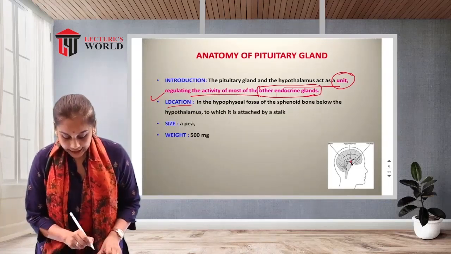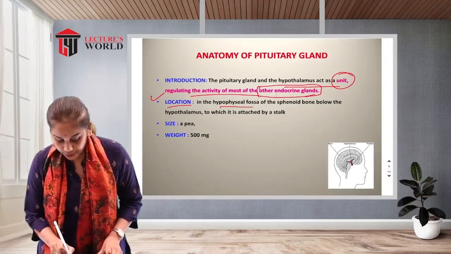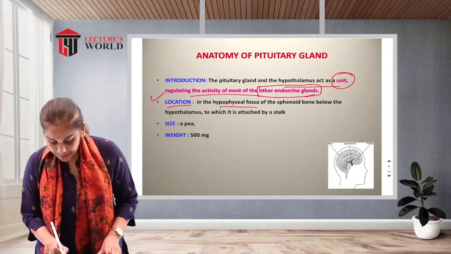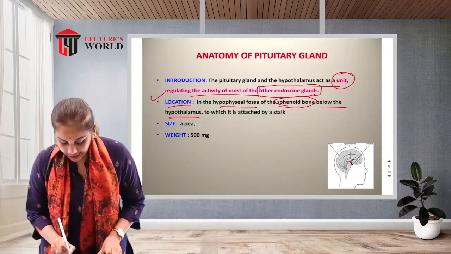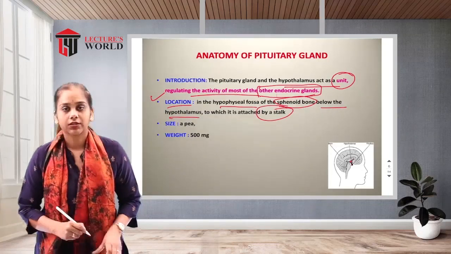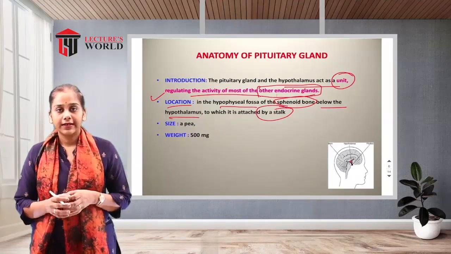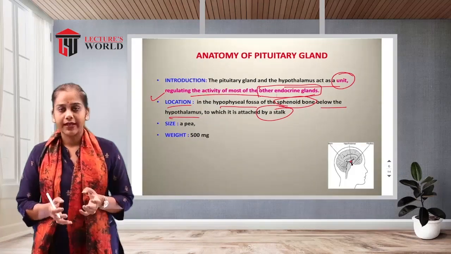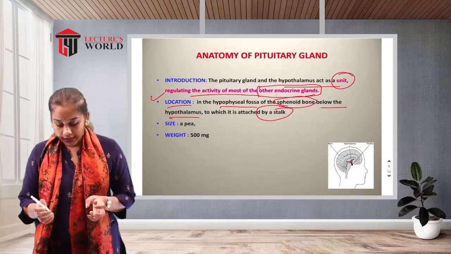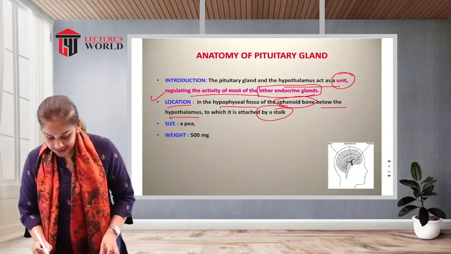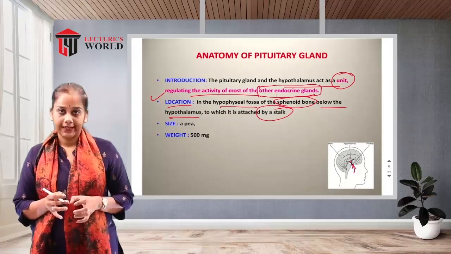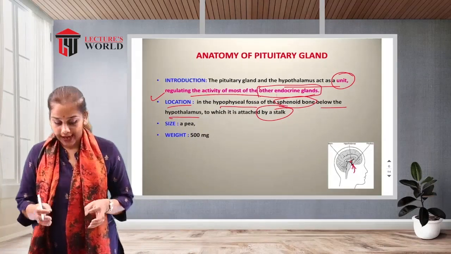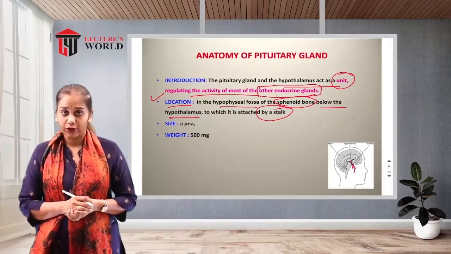Where is it located? It is located in the hypophyseal fossa of the sphenoid bone, below the hypothalamus and attached by a stalk. Where is it located? Inside the skull, inside the brain, in the hypophyseal fossa. You can see this is the pituitary gland in red color. So it is located in the hypophyseal fossa of the sphenoid bone.